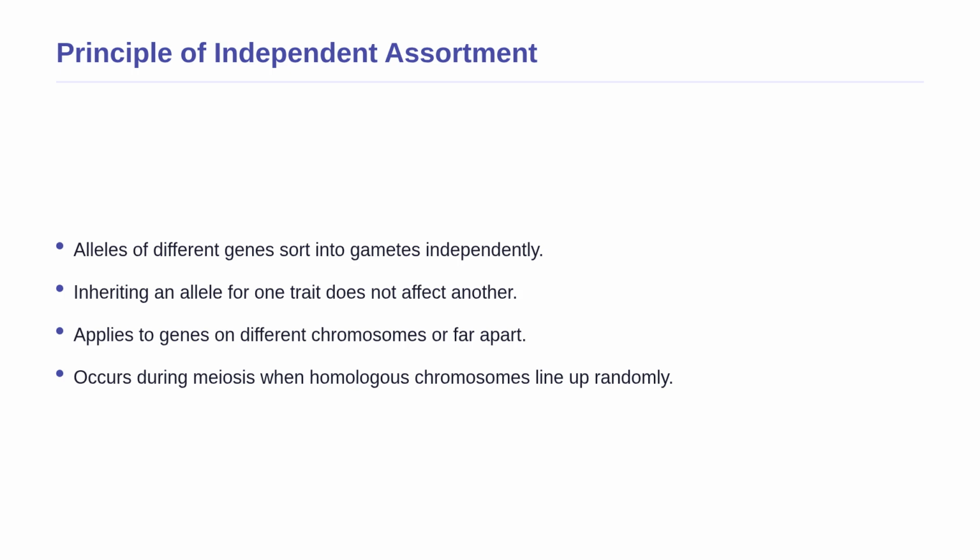Imagine packing for a trip. Choosing a red shirt does not force you to choose blue pants. Similarly, inheriting a specific hair color does not restrict which eye color you inherit. This happens during meiosis, when homologous chromosomes line up randomly at the cell equator. It is crucial to note that this applies specifically to genes located on different chromosomes or those very far apart on the same chromosome.